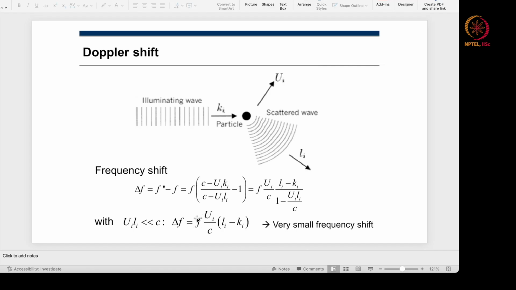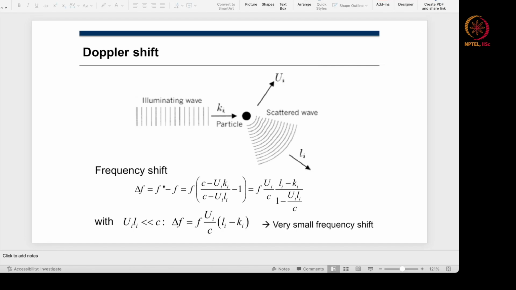So if your parent frequency is, say, 10 hertz, that is the frequency. This gets scaled, and if the velocity is like 1 meter per second and the light's velocity is 10 to the power of 8, it gets divided by 10 to the power of 8. That is the kind of frequency shift that you are going to get.